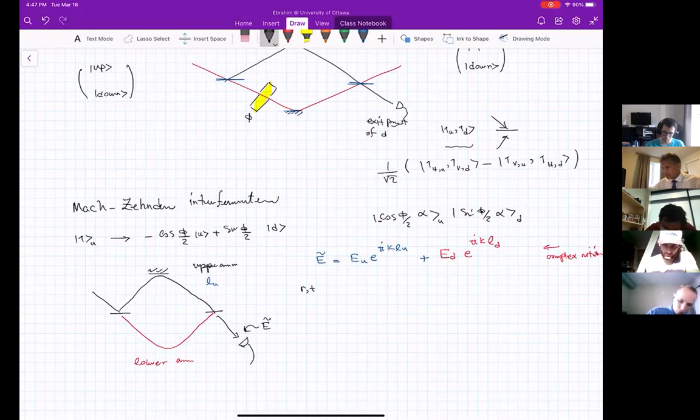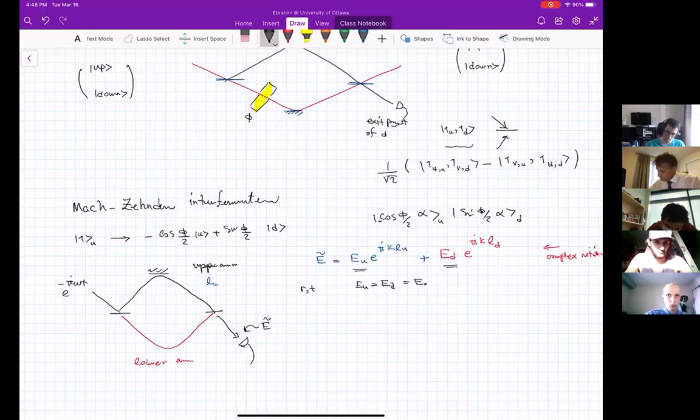That's the reason that I write EU and ED. Do you agree with me that EU and ED are identical? I will call them E0. But the electric field will oscillate with e power of minus i omega t. We have the oscillation also in time. Good?